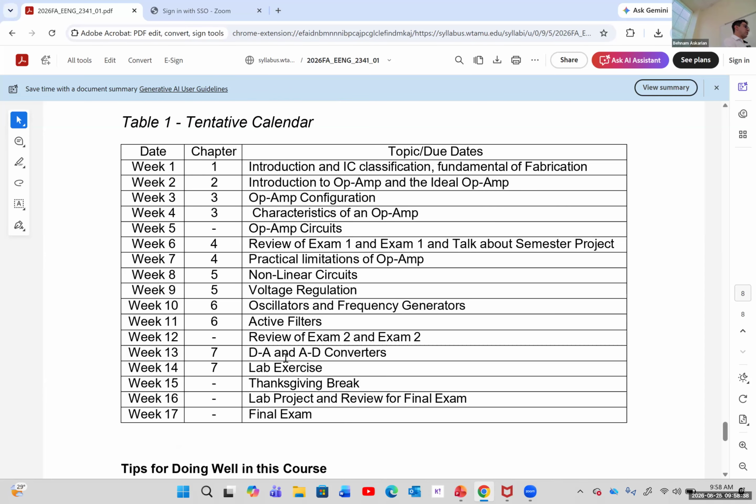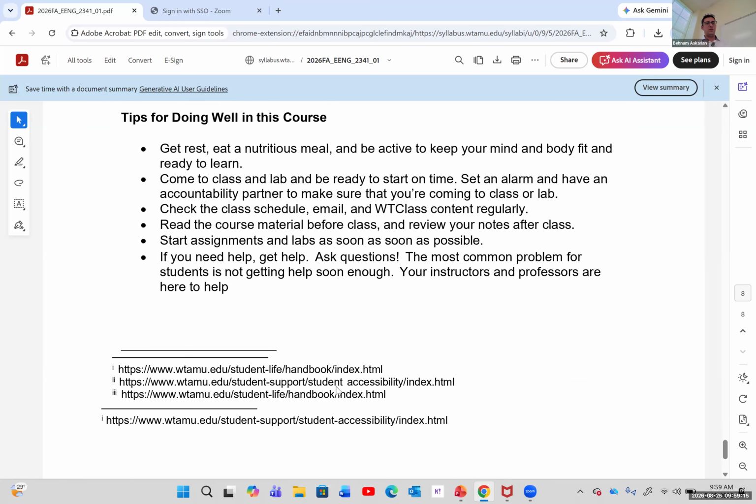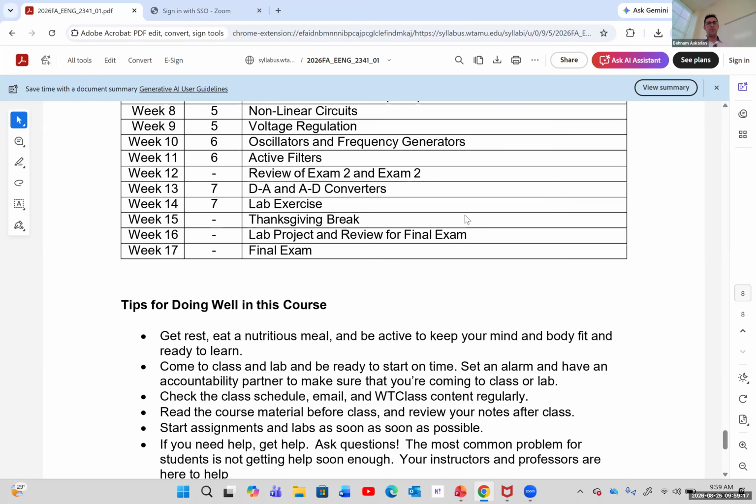The lab exercise means that we're going to have a small lab exam. When you're doing the labs in person, you are doing it in groups. For online students, it's completely different. I want to check each student to see how much you have learned in the lab. So I will give you a small op-amp circuit and ask everyone to do that individually to see how much they have learned from the lab. Then we have the Thanksgiving break and lab project, a review for the final exam, and finally, we're going to have the final exam at week 17.